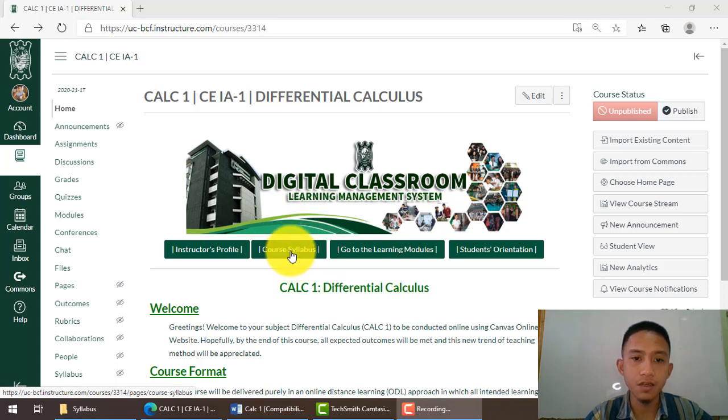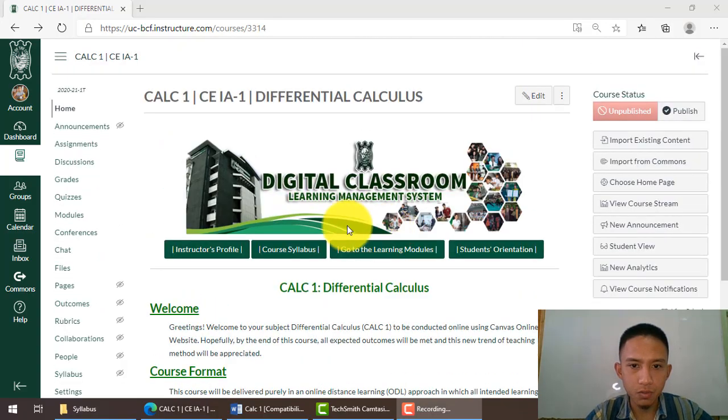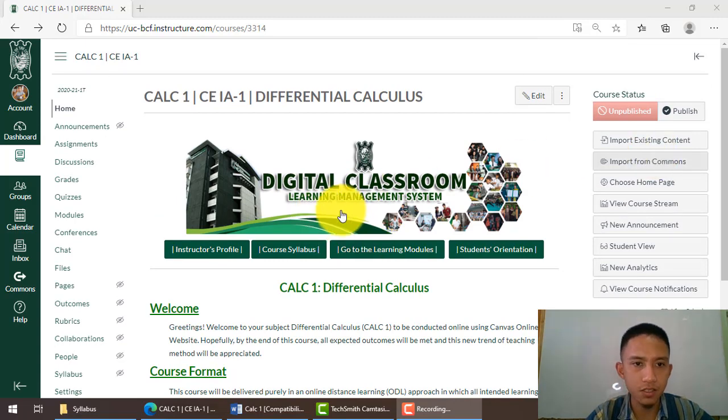So click the syllabus button, and then modules. This is where we will be tracking where we are on our subject, and this is where you will be downloading the handouts that you will be using. And of course, students orientation if you have any other concerns. This will be the front page if you open your Canvas portal in this subject.